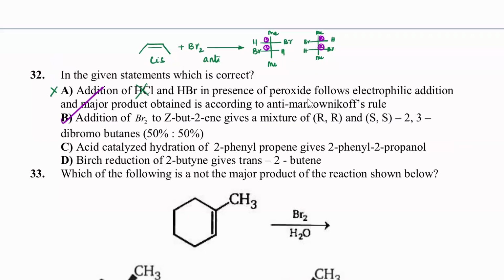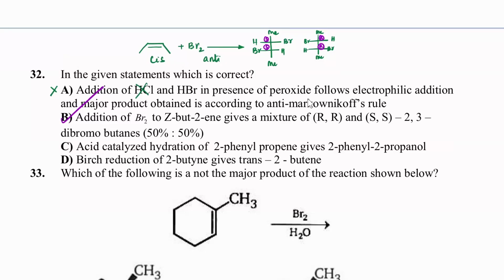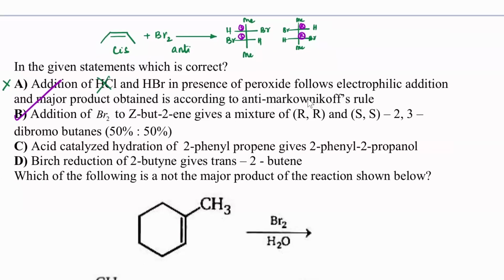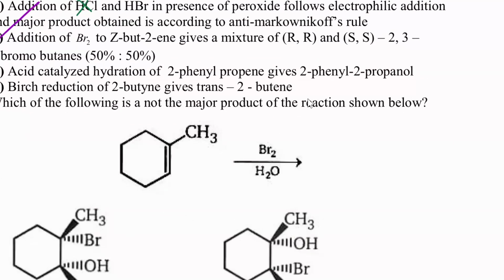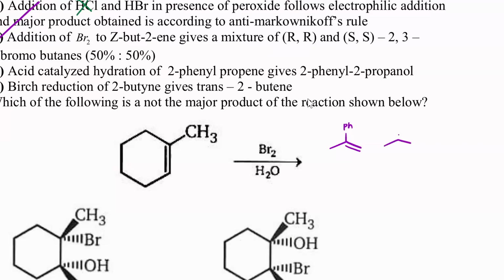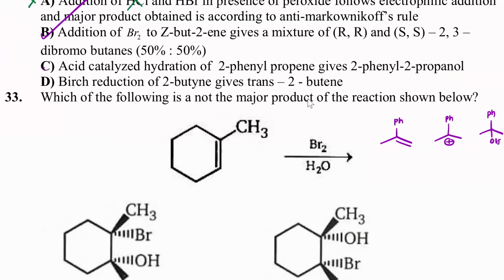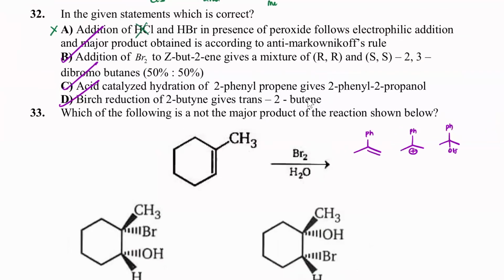Acid catalyzed hydration of 2-phenyl propene gives 2-phenyl-2-propanol. The 2-phenyl propene is like this, with the phenyl here. Acid catalyzed means the carbocation will come at this position, which is more stable. After that, we have to add alcohol, which is 2-phenyl-2-propanol only. So this option C is also correct. Birch reduction of 2-butyne gives trans-2-butene. That is correct, right? So B, C, D.